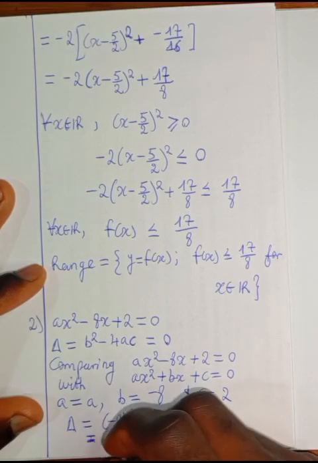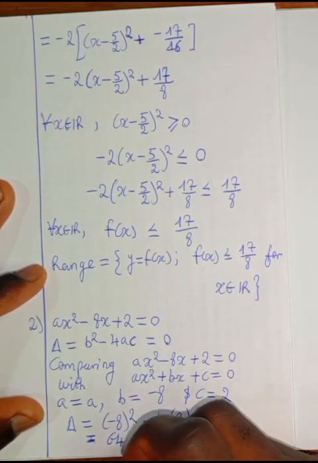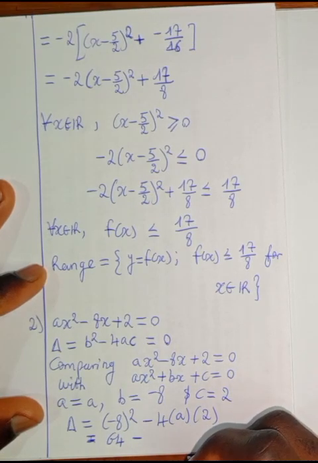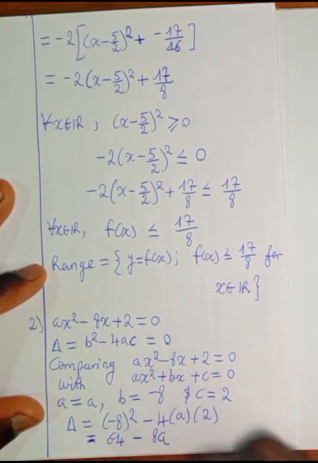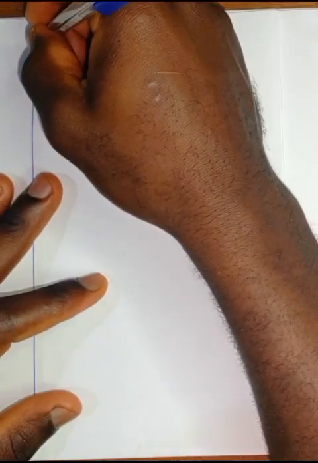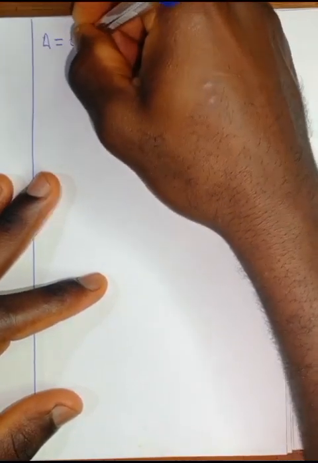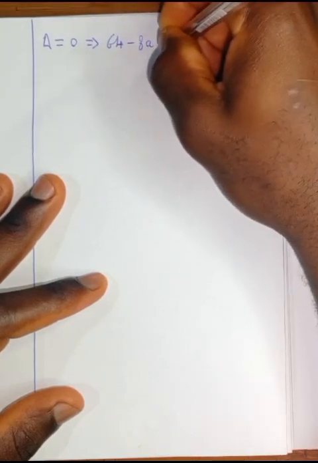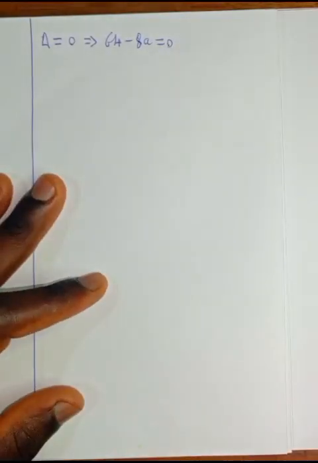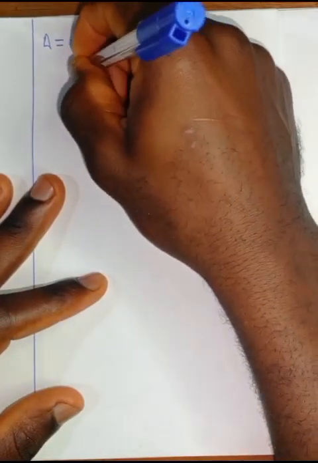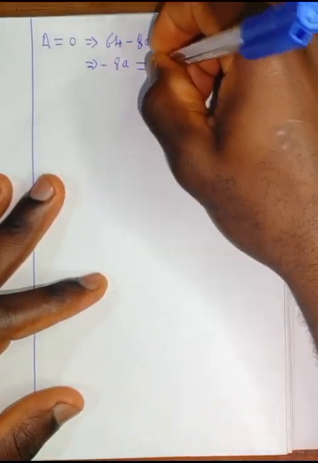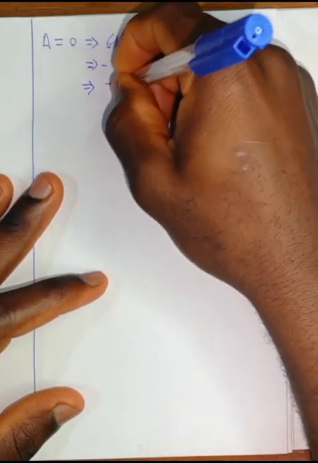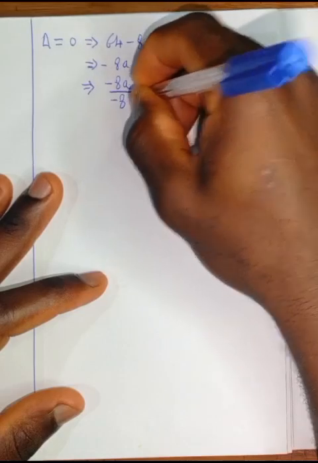So this will give us negative 8 squared gives us 64, minus 4 times a gives us 4a, 4a times 2 gives us 8a. The discriminant is equal to 0 for repeated roots, then 64 minus 8a will be equal to 0. We make 8a the subject of the formula, then negative 8a will be equal to negative 64. Then, for us to get a, we are going to divide both sides by negative 8.